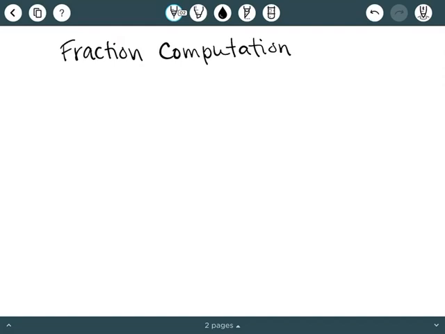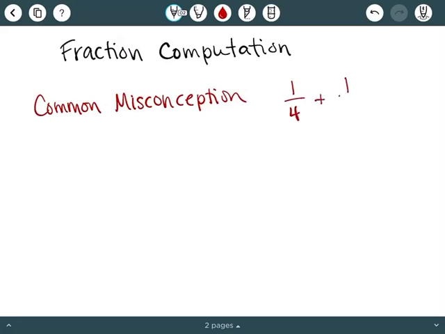So, for instance, a common misconception that students have is that they might add, let's say they have the problem 1/4 plus 1/4. They might add these together and get 2/8. And so where does that come from?